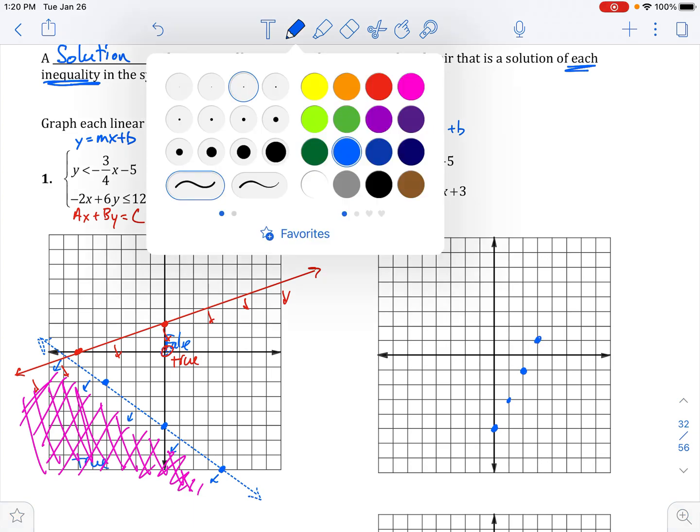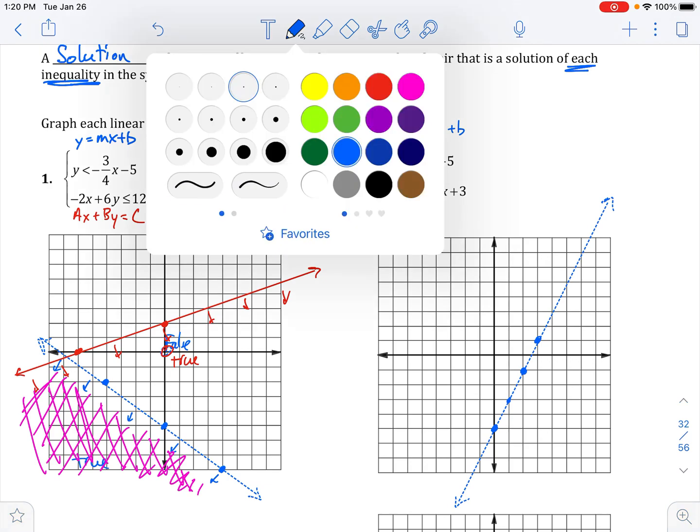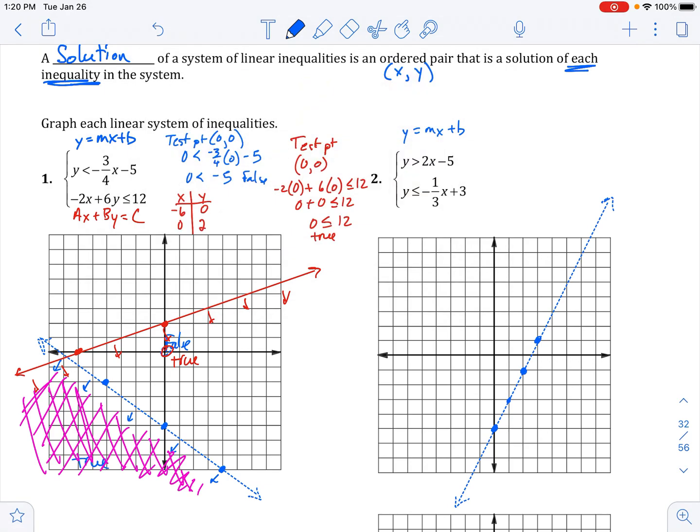I know, in fact, that this line, again, is dashed from last chapter, and we know that because it is a greater than inequality, and it's not greater than or equal to. And here we move into our test point. Again, I'm going to stick with this idea of testing 0, 0.